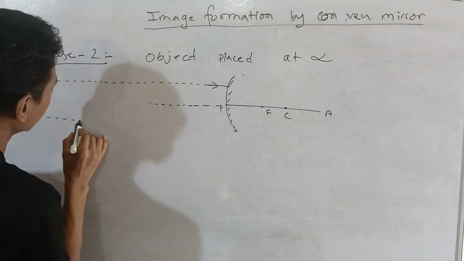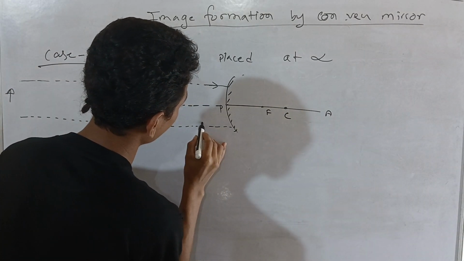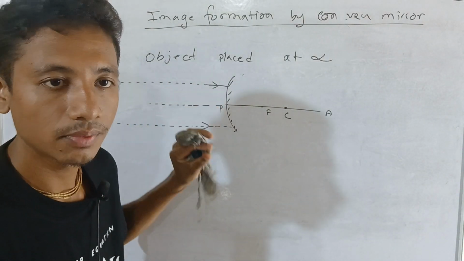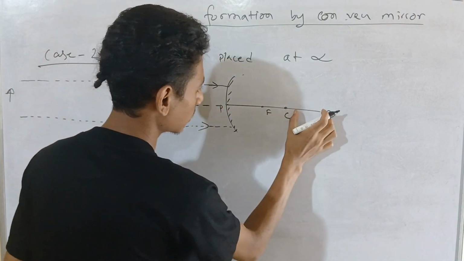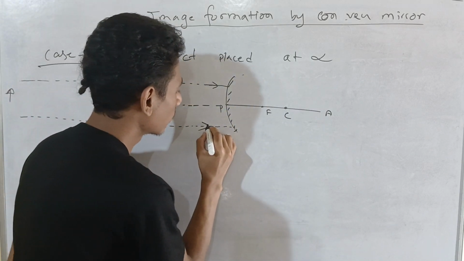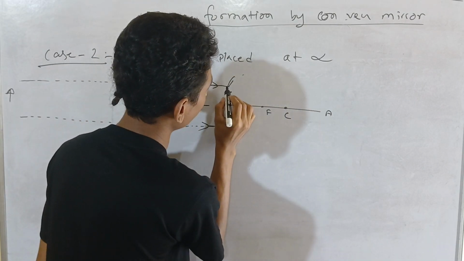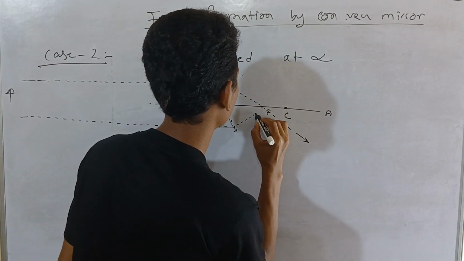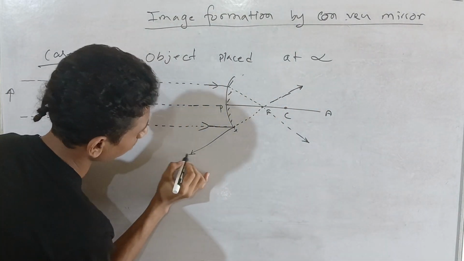Any ray coming from infinity, all the rays are parallel to the principal axis. Okay, so this is our principal axis. If the incident rays are parallel to the principal axis, then the reflected ray always passes through the focus point. So this is the focus point. The reflected ray always passes through the focus point. And that's it.